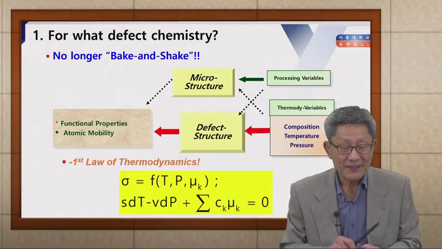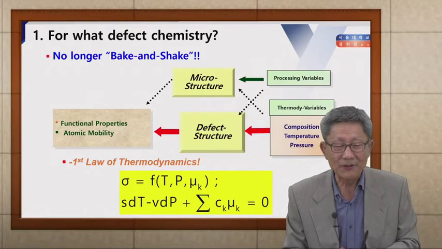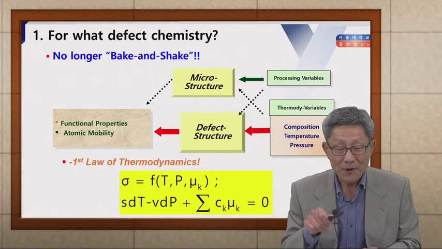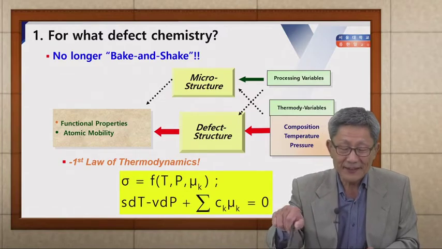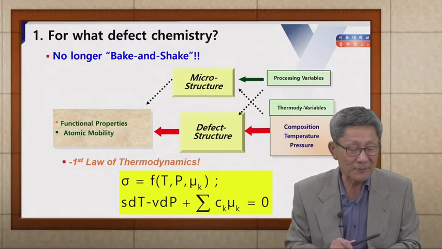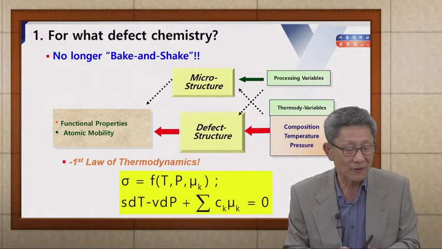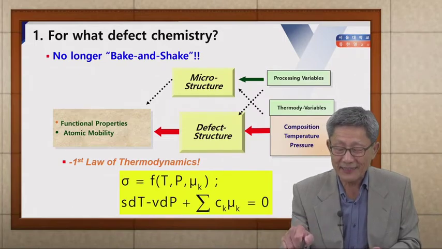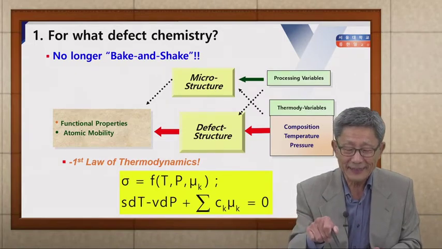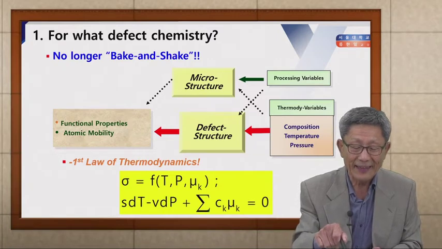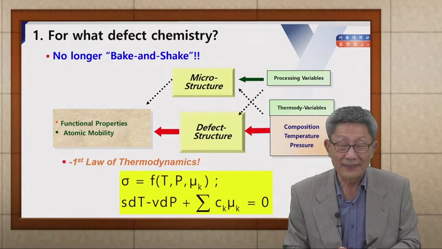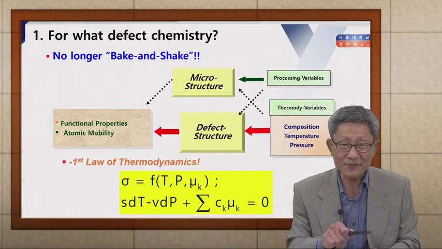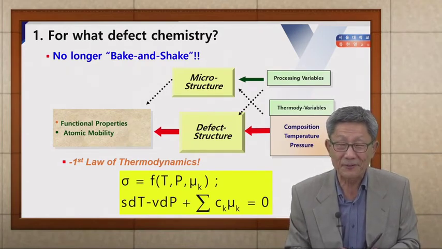So now, our ceramics business is no longer a bake and shake business because we know this causality, say, between the variables and our properties or function or the function of our devices. So by controlling the thermodynamic variables, you can control defect structure, and then you can adjust or control all the functional properties. So this reminds you of the minus first law of thermodynamics.